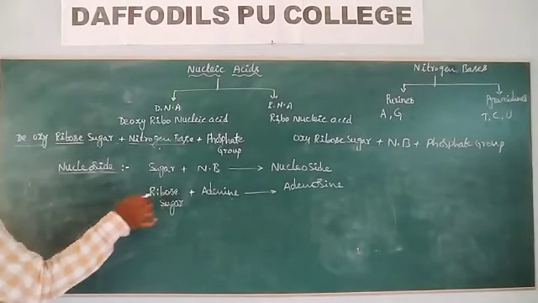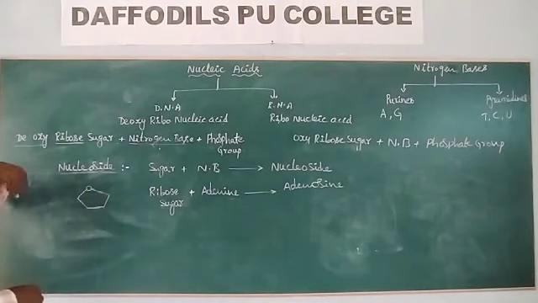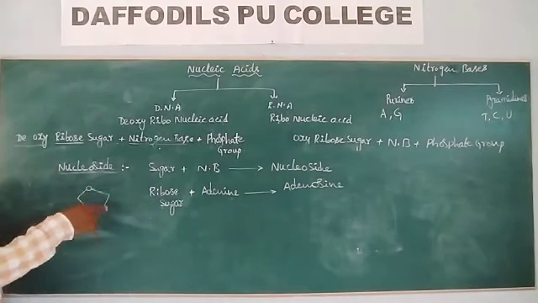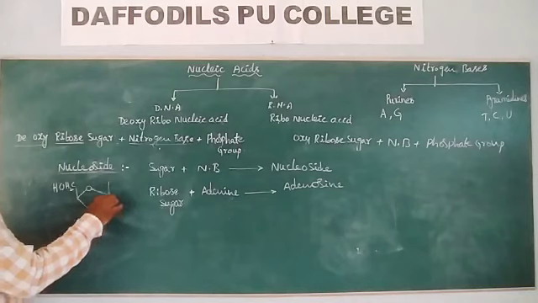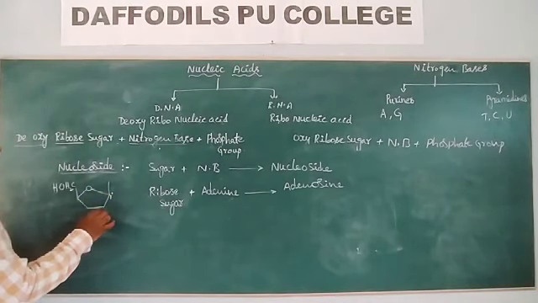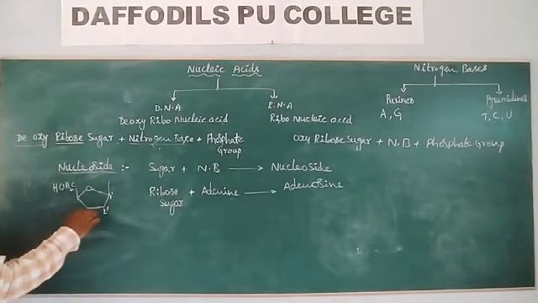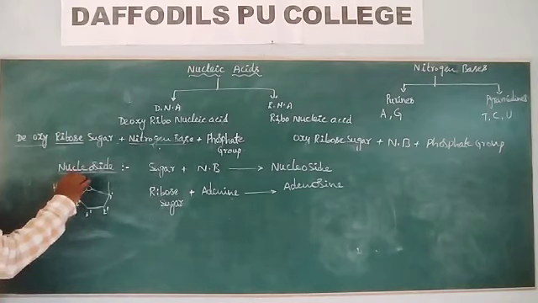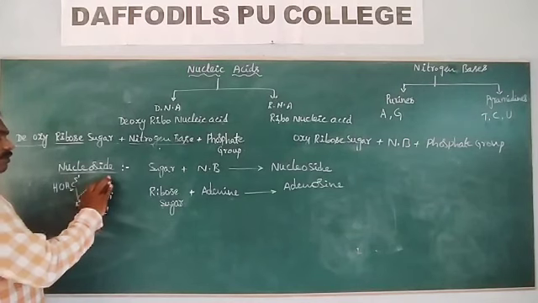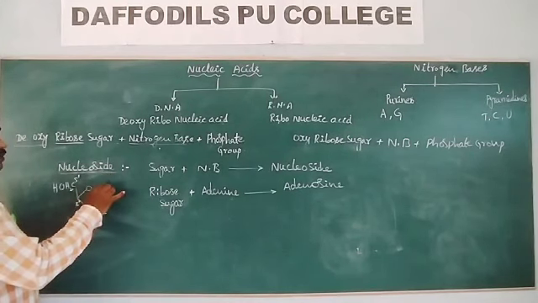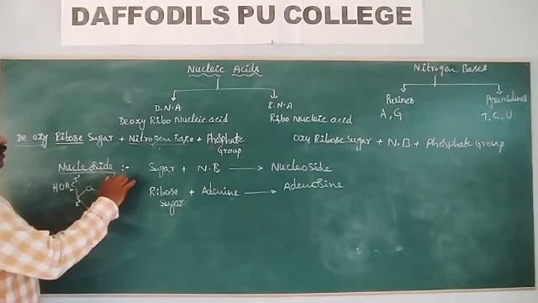Now I am showing this adenosine in the form of its structure. This is a ribose sugar. I am not going to represent all the groups present with this sugar. The carbons are represented with prime: 1 prime, that means the first carbon, 2 prime, 3 prime, 4 prime, 5 prime carbons. The 1 prime carbon is bonded with the adenine nitrogen base.